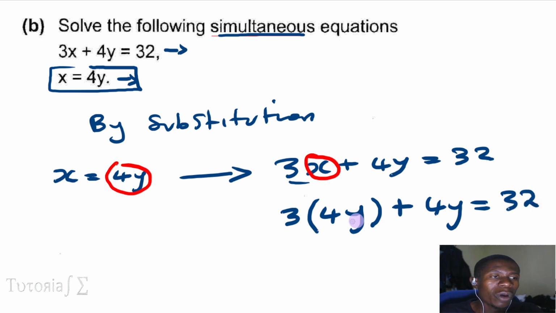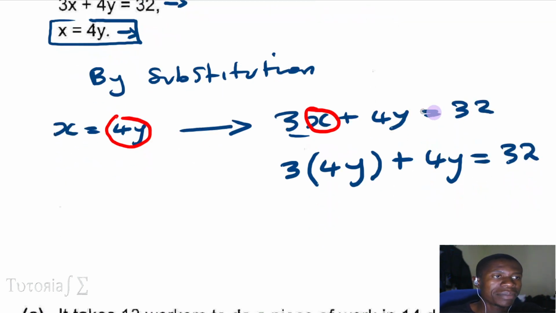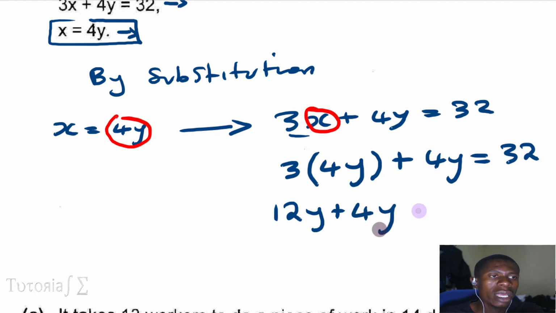Then here we're going to simplify 3 times 4. So 3 times 4 will give us 12y. Then here we have plus 4y equals 32. Then here we can solve as we know how to solve. So here we can add the 4 and the 12, which will give us 16y equals 32.